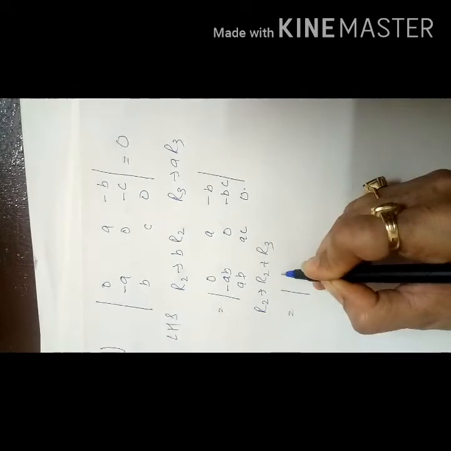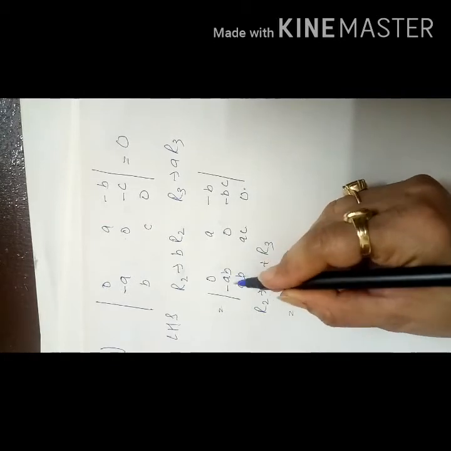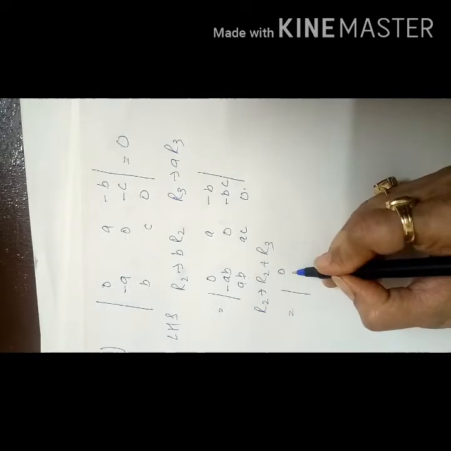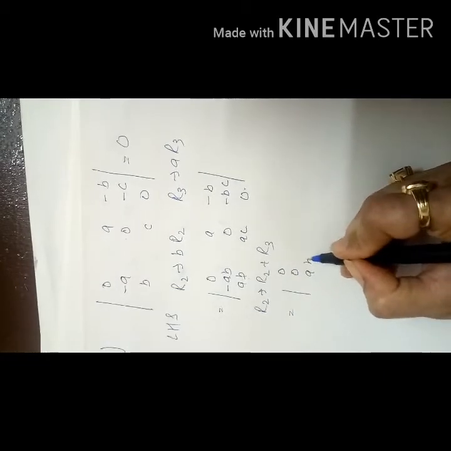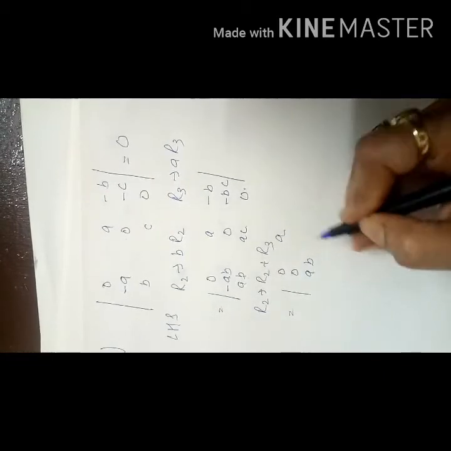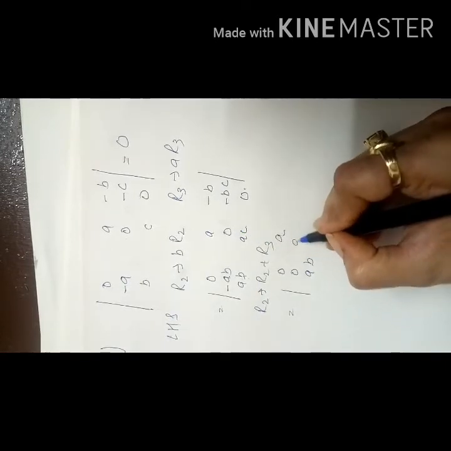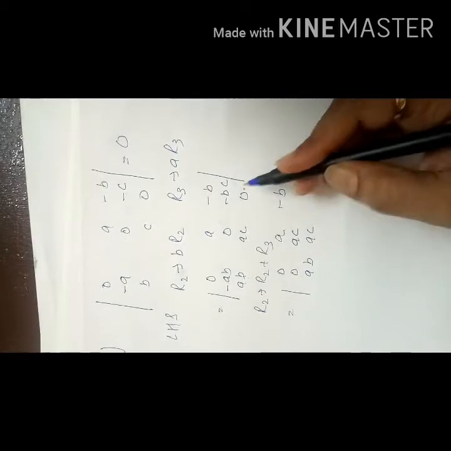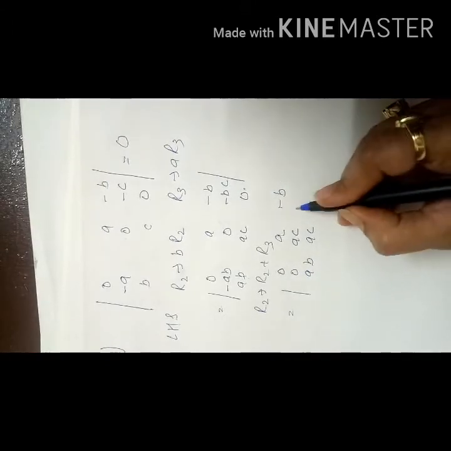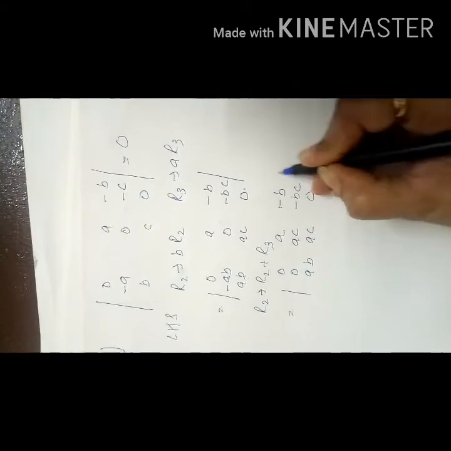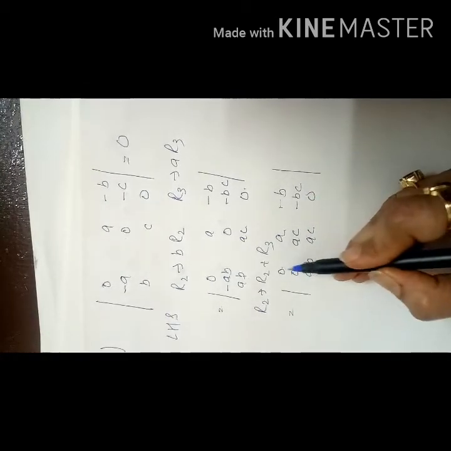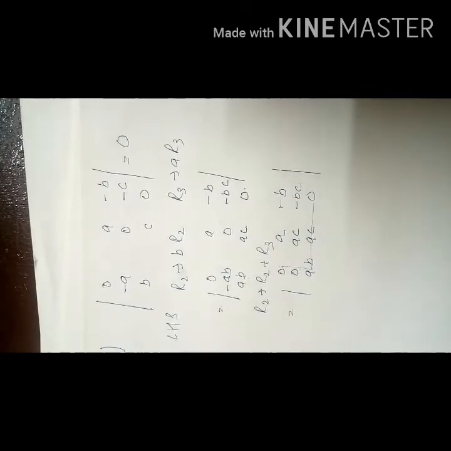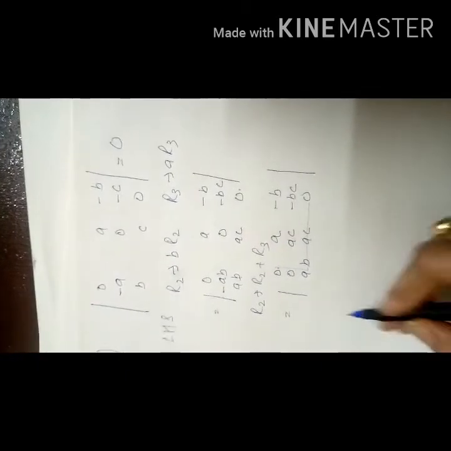So it will be 0. We are adding in this row R2, so if we add these two, we get 0 here. Then AB, then A. Then if we add these two, we get AC, AC here also. Then minus B, minus BC plus 0, it will be minus BC, then 0. Now in this column C1, two zeros are there, so we will expand along this C1.